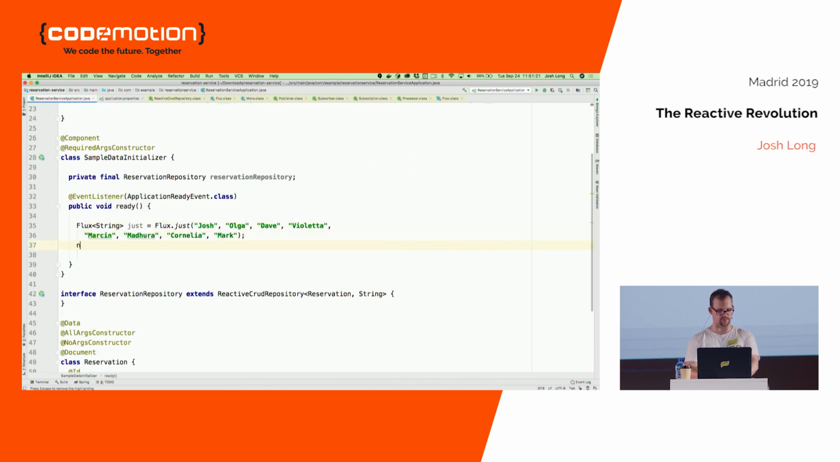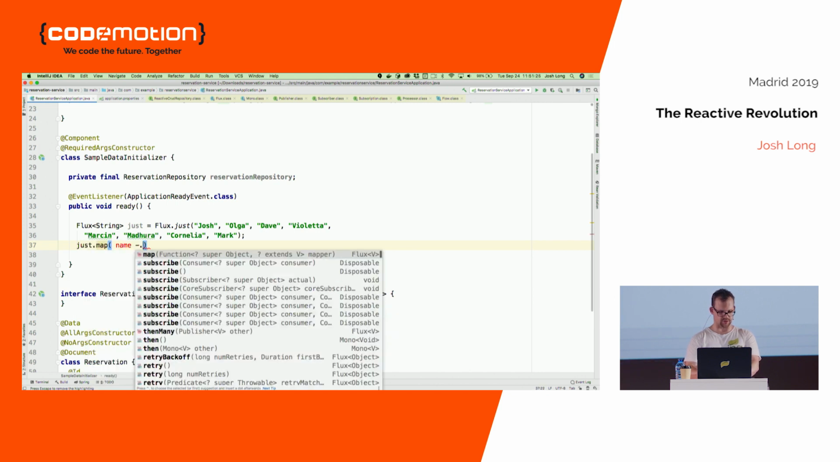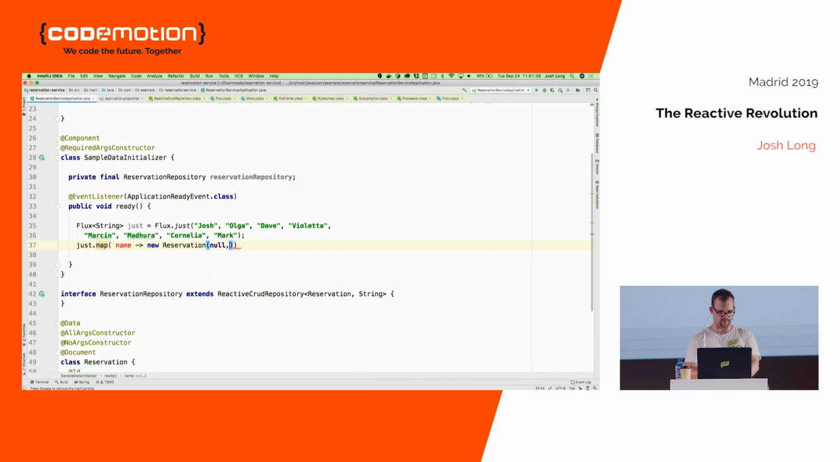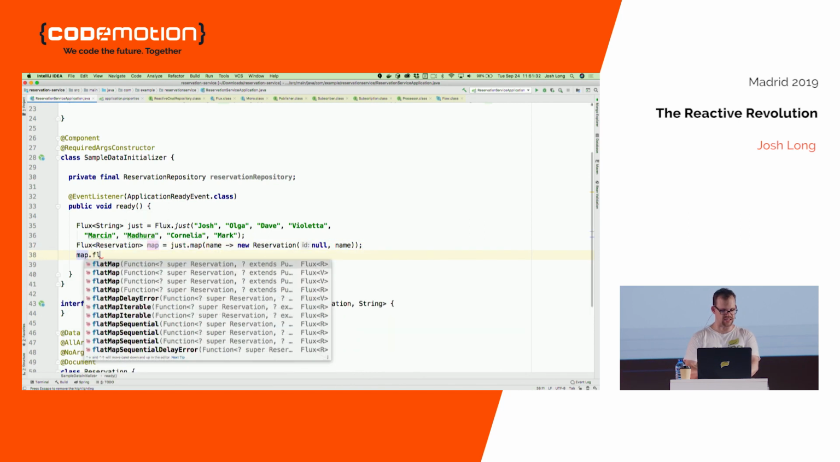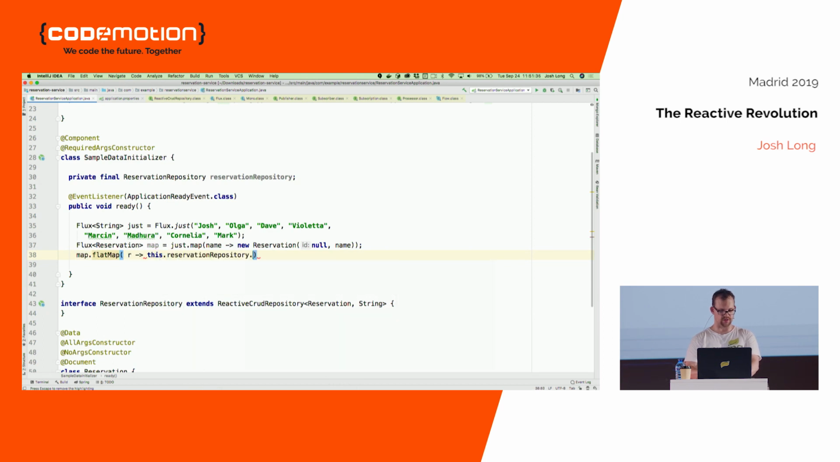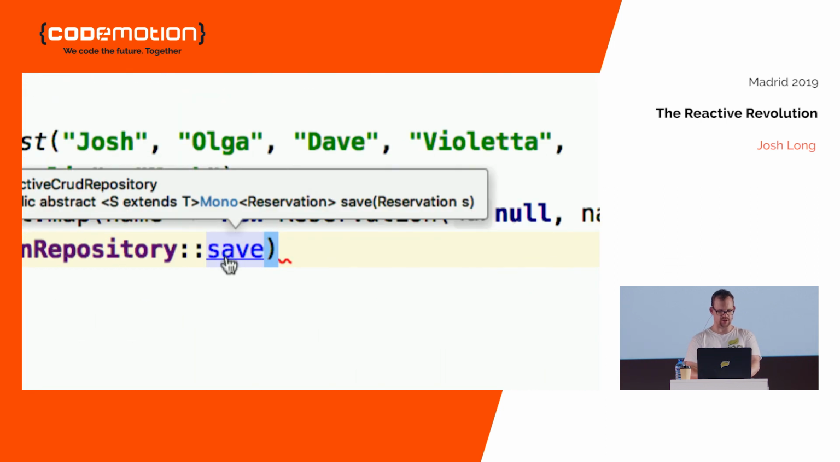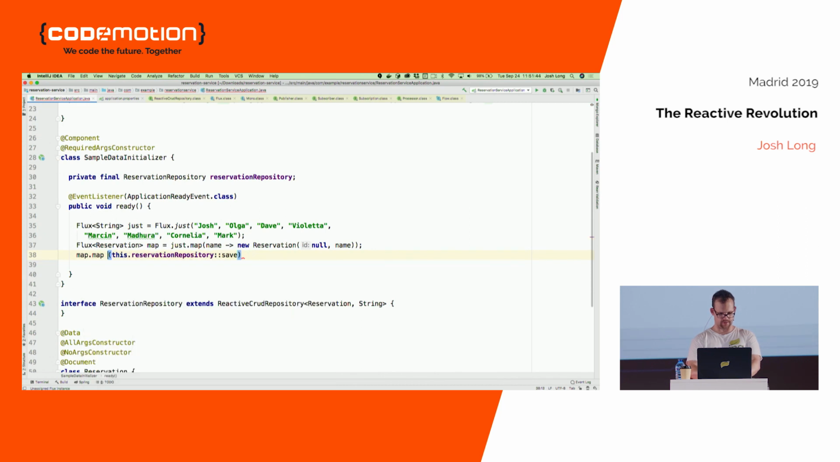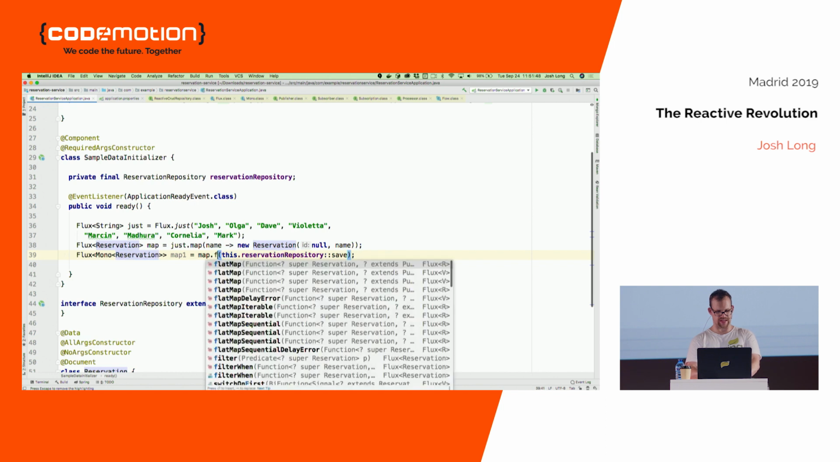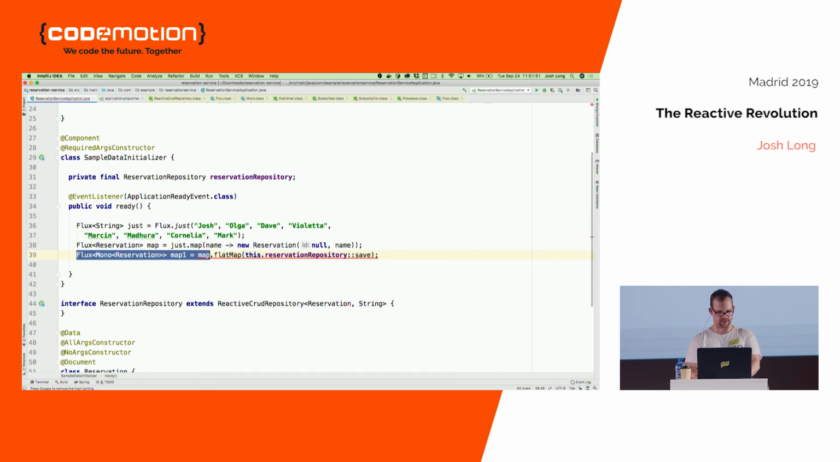I've created a stream of names, and I'm going to turn each one into a new reservation. There we go, and there's a publisher of reservations. Now I'm going to save each one into the database like so, and pass that in. The thing you have to consider here is that save returns a Mono of Reservation. So if I call map, then I get a Flux of Mono of Reservation. So I say flatMap, and that gives me just the publisher of reservations.